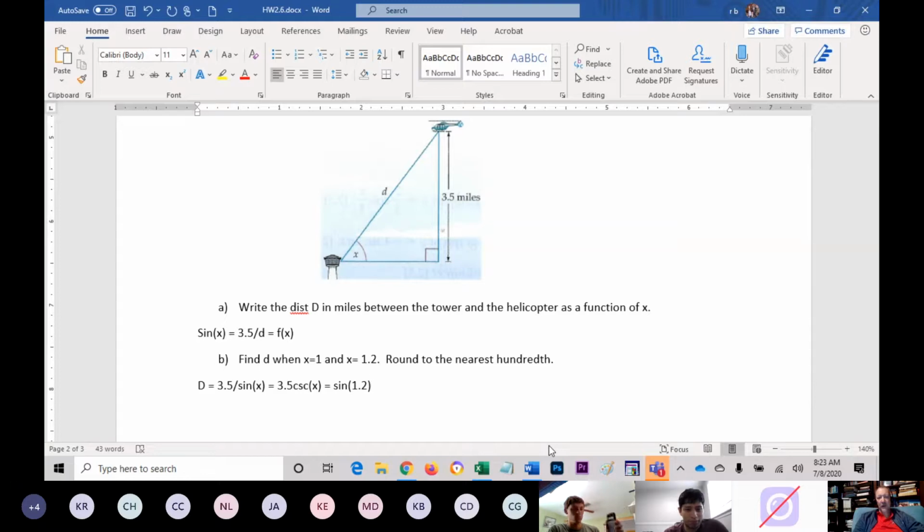So sine, well, 1.2 is in radians. Oh, that's true. Never mind. I forgot these were in radians. For some reason, I was thinking in inverse sine, and then I was like, you can't do an inverse sine there. But yeah.